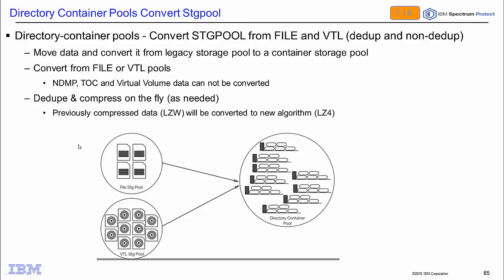It will work for both file and VTL pools. One thing we cannot convert is NDMP, TOC, or virtual volume data that might have been stored on those file or VTL pools. And when we run this conversion, we do dedupe and compress the data on the fly as it's written into these directory container pools.